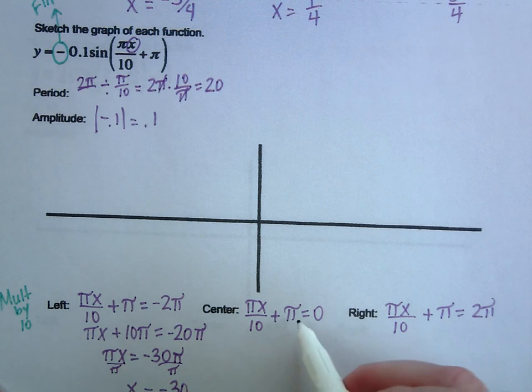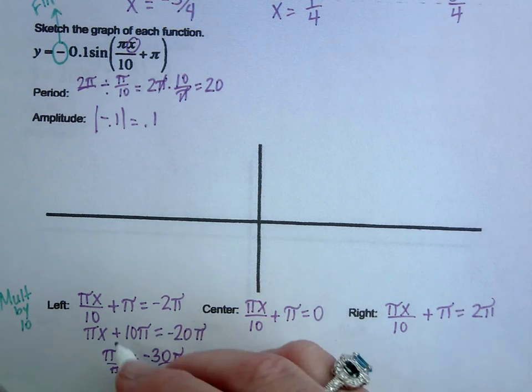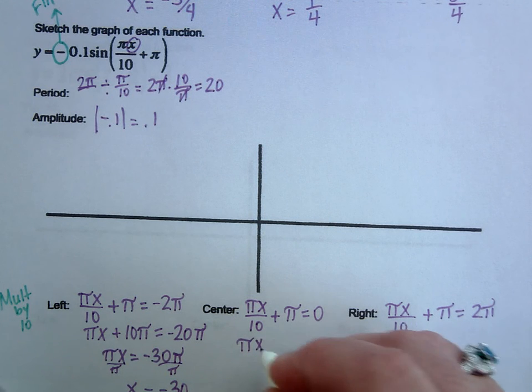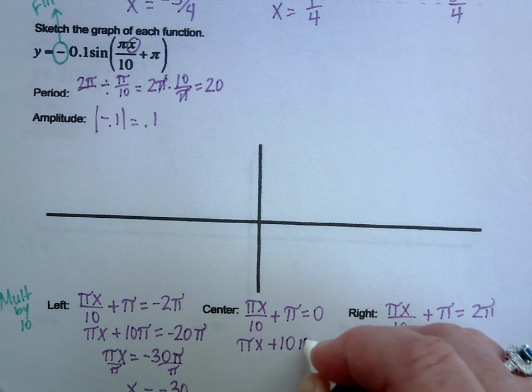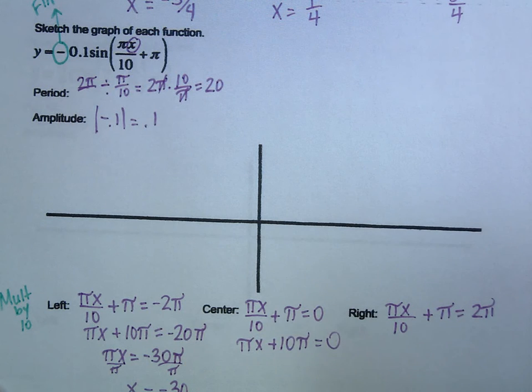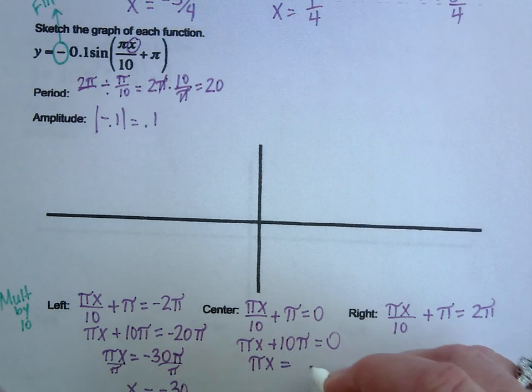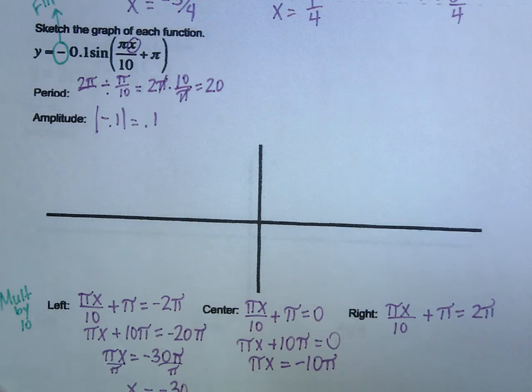If I go to the next one and do the same trick, multiply everybody by 10. You did the work right here. It's going to be pretty much the same work except this number at the end is different. So you have pi x plus 10 pi. And if I take 10 times 0, I get 0. So that's my setup for this one. Swing the 10 pi to the other side. Pi x equals a negative 10 pi. Divide by pi. X is a negative 10.